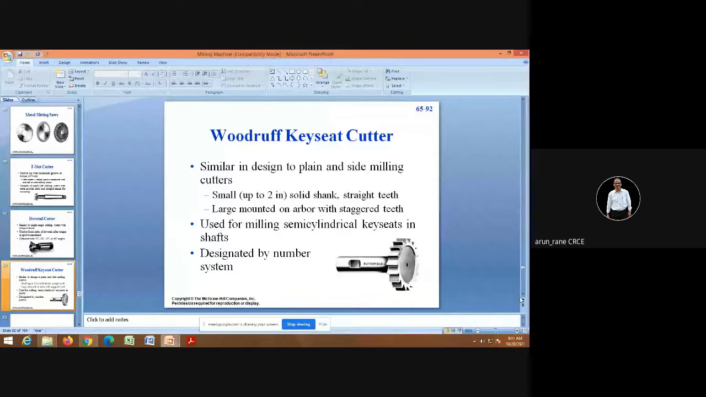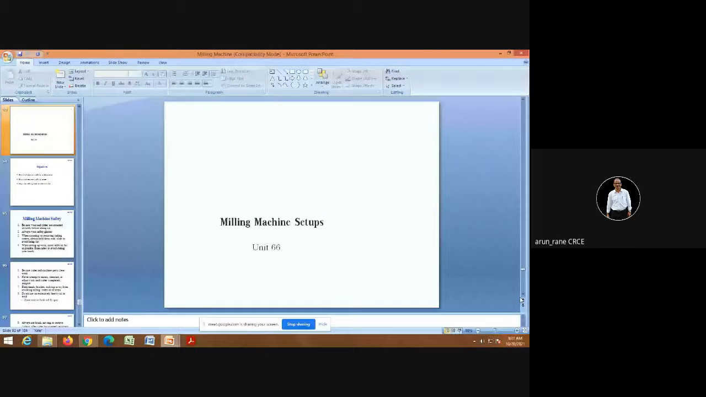Otherwise, if you are not using the Woodruff key, then you have to put packing. Suppose the center height is not correct, if the center of the cutting tool is down, then you have to lift it. So for that you have to put packing. Or if the center is up, then you have to grind it. So nobody does like this. So use of the Woodruff key is common, and for that Woodruff key cutting tools are used.